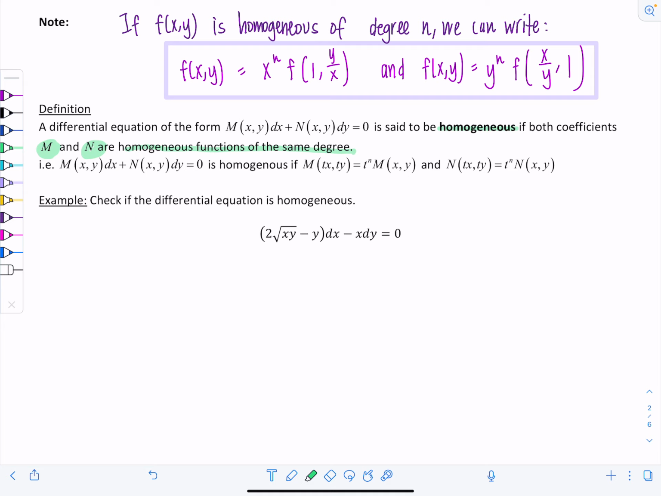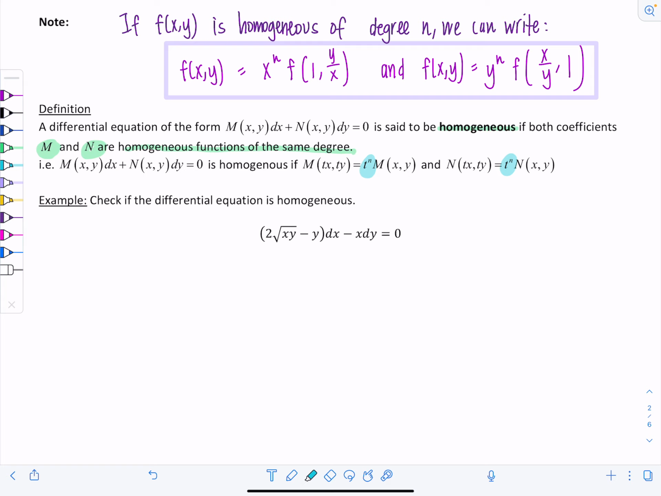All right, and notice that means we could write the homogeneous differential equation as follows. M of xy dx plus n of xy dy equals 0 means I can write it as m of tx, ty equaling t to the n times m of xy, and n of tx, ty equals t to the n times n of xy. So same degree, n has to be the same.